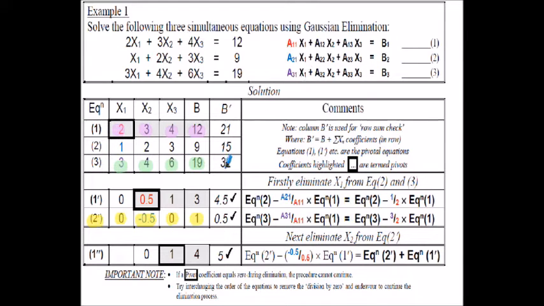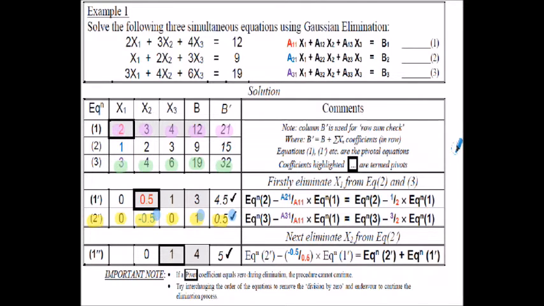Now for our B dash column, we've got 32 for B dash in equation 3, and we're going to subtract from that 1.5 multiplied by the 21, the B dash value in equation 1. So 32 take away 1.5 times 21, that's 32 take away 31.5, that gives us a value of 0.5. We can now undertake our row sum check. So we've got negative 0.5 plus 1 gives us positive 0.5, and that's the value in the B dash column. So again, our arithmetic seems to be correct.